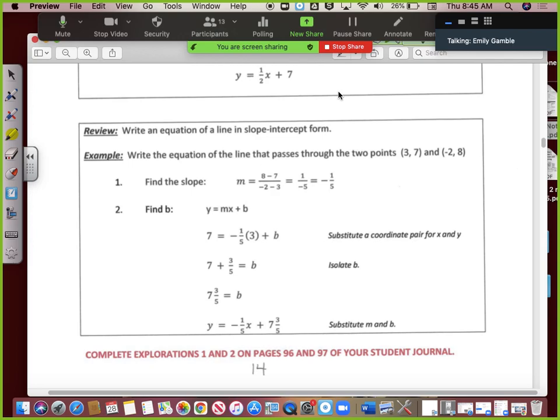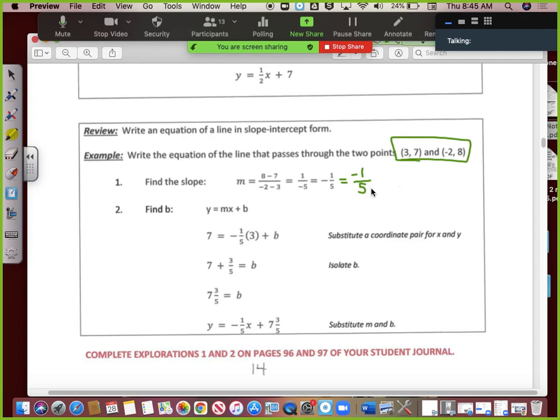So the example here says write the equation of the line that passes through these 2 points. Now looking at these 2 points, the first thing you would have to do is use the slope formula to find the slope. So if you look at step 1, you can see that the slope formula was used. They did 8 minus 7 on the top, since this is y2 and this is y1. And on the bottom, they did -2 minus 3. Then you can see the simplification process. 8 minus 7 is 1. -2 minus 3 is -5. So they simplified this to be -1/5. Or I would probably put the negative with the 1 like that.